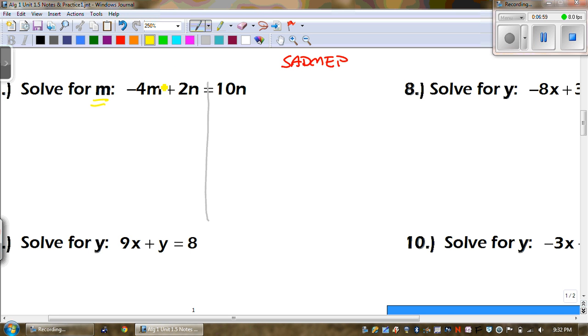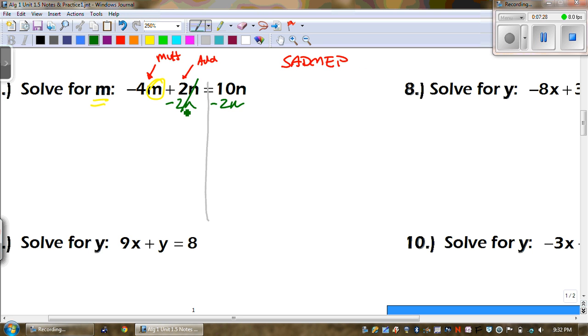So solving for m, there's my m. Right there I see multiplication, and right here we have addition. Okay, so step by step, we're going to get the m all by itself. All right, so we have to get rid of addition first.